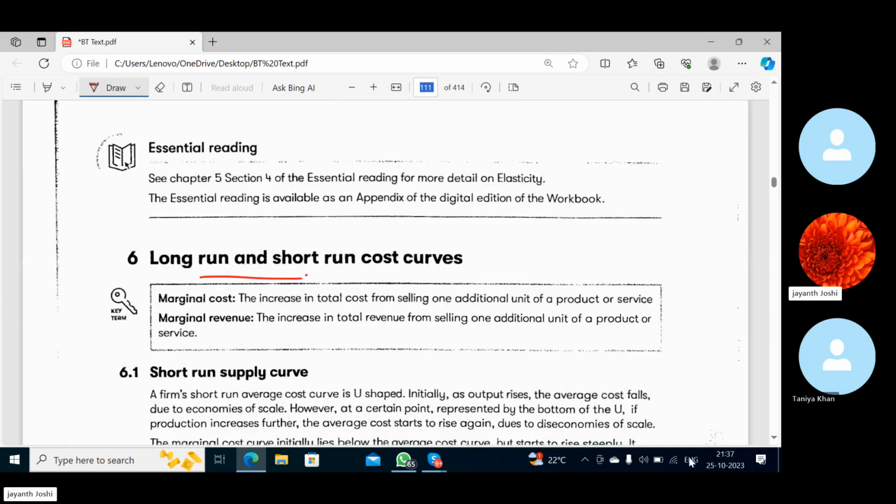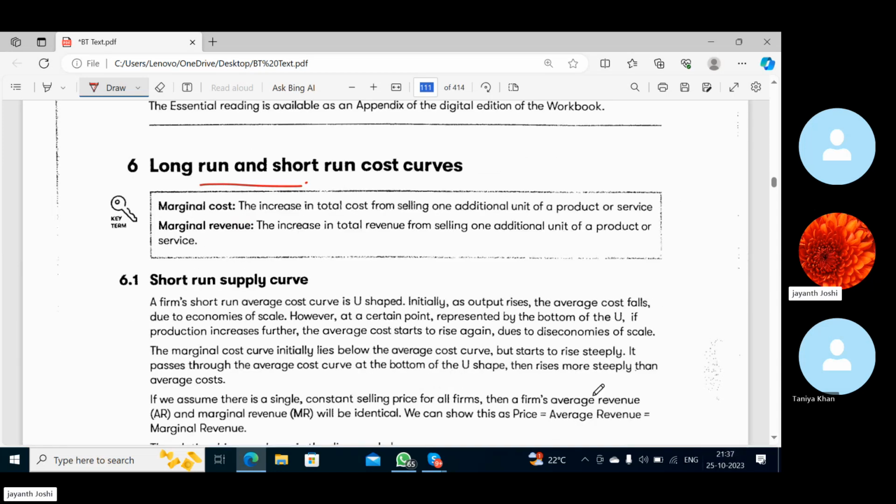Now, long run and short run curves. See, many short run curves can lead to one long run curve. Marginal cost is nothing but this: suppose you bought 100 units, and now you want to buy or produce one additional unit. The extra cost which you are paying for this one additional unit is called marginal cost. So from 100 to 101, the price you pay for the extra unit is your marginal cost, what you incur to produce it.